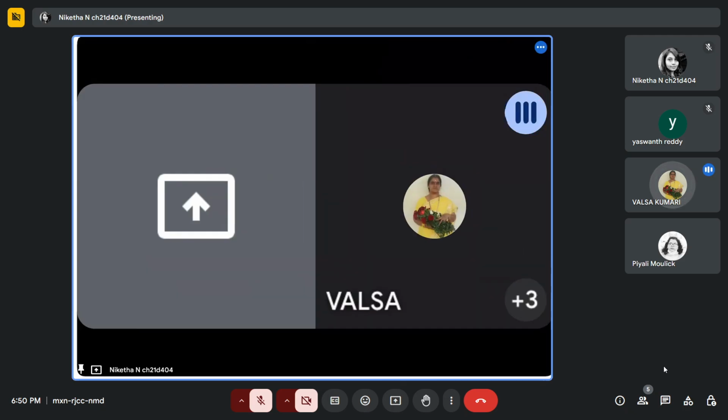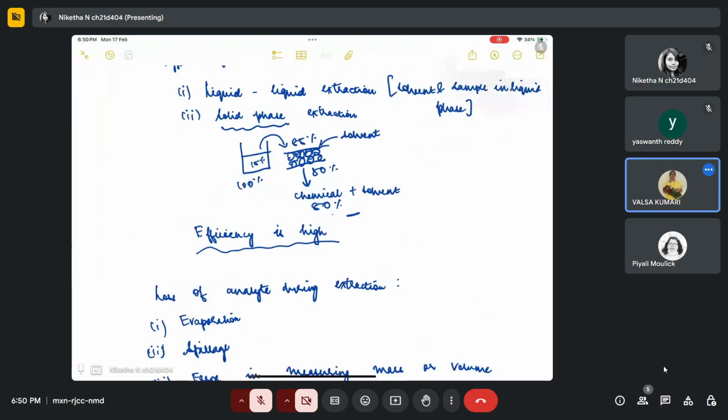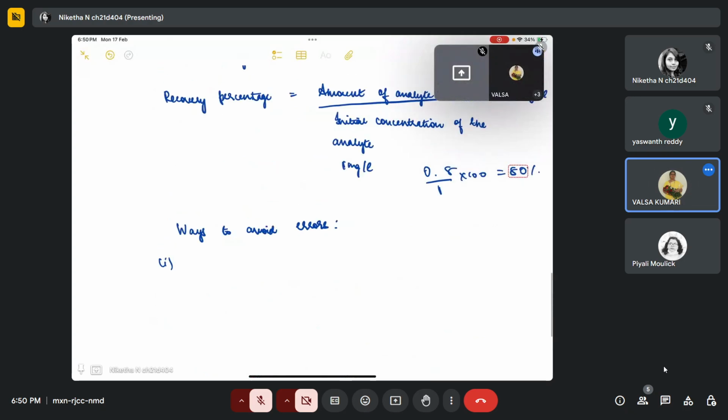There should not be any space between the liquid level and the top of the container. That head space, there should not be any head space.